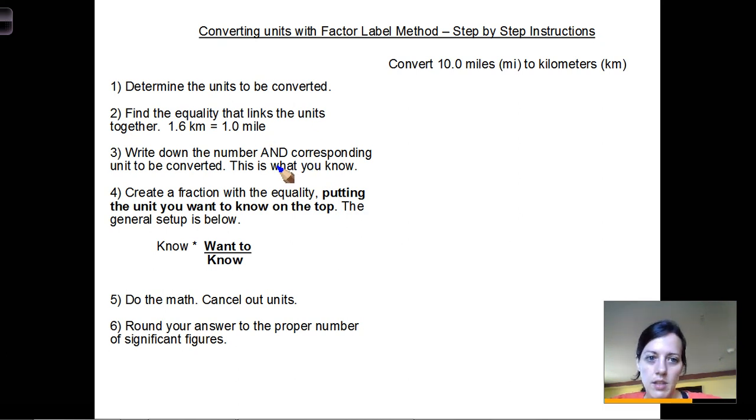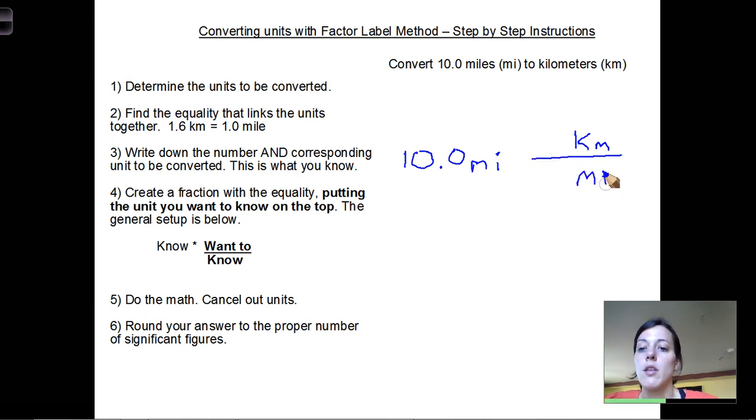The first real step is that we need to write down what it is we're trying to convert. In this case, we are writing down 10.0 miles. That's what we know, and it's what we're trying to convert. So now we're going to create a fraction with that equality, and we're going to put the unit that we want on the top. So we're trying to convert miles to kilometers, so we want units of kilometers. So kilometers are going to go on the top for our equality, and that leaves miles on the bottom.